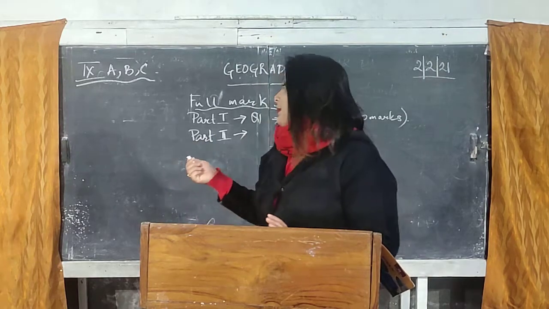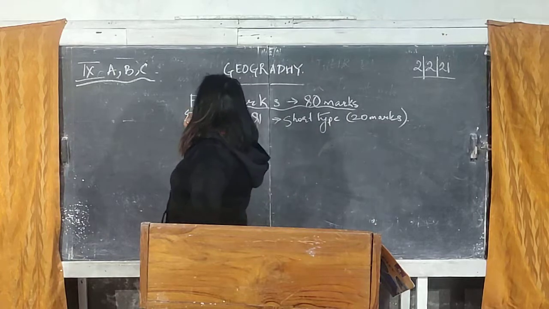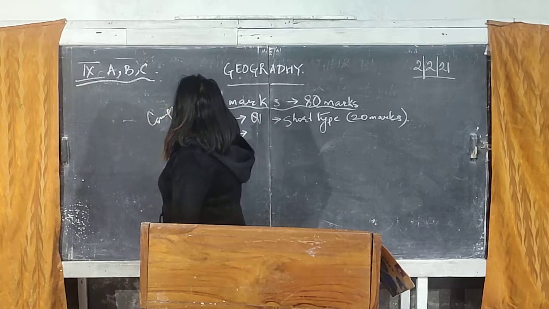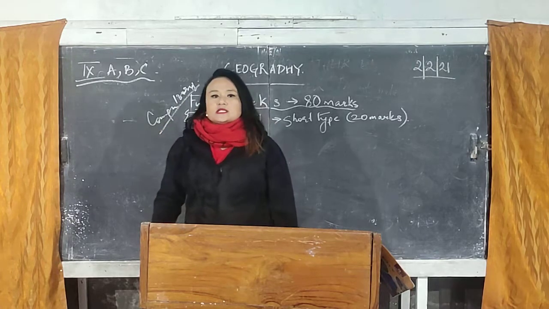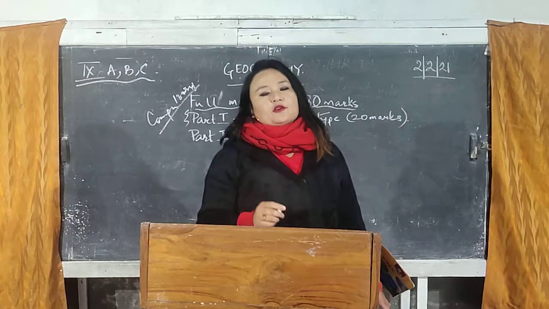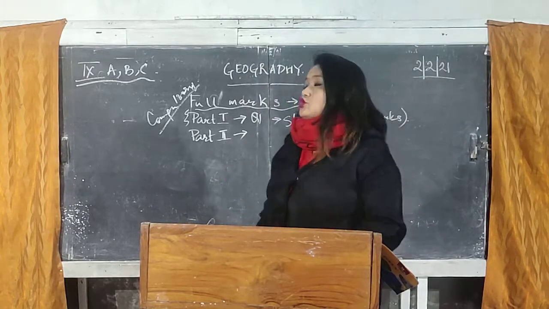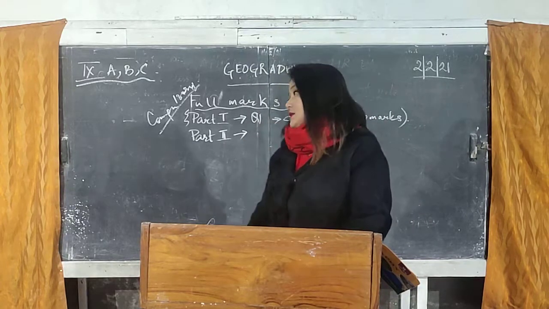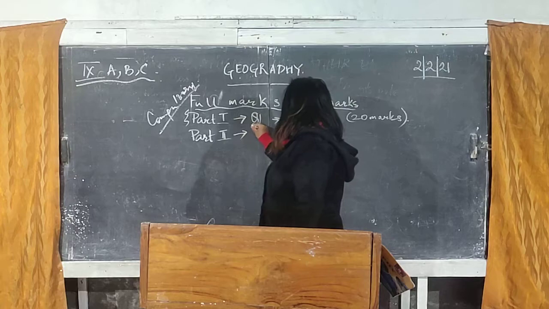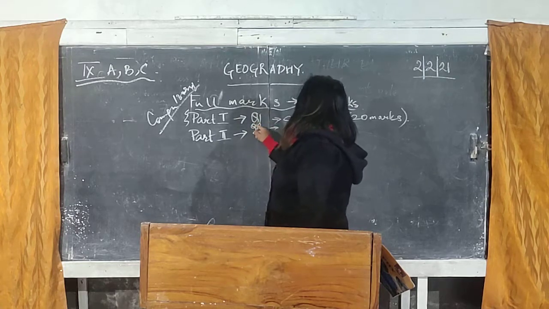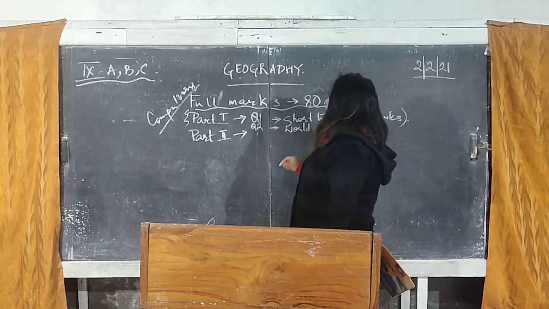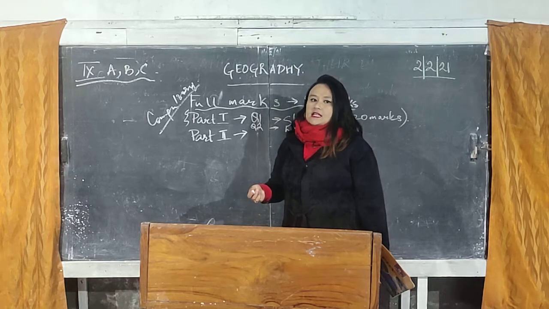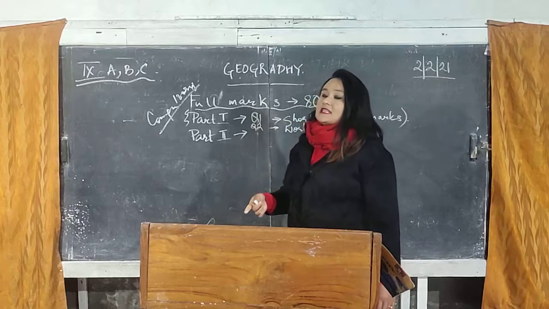So part 1 is a compulsory part that you ought to attempt under your class 9 syllabus for geography. Question number 1 is a short type question carrying 20 marks. Then you have another question under part 1, question number 2, that is your world map. In class 9, you will not deal with India's map. India's map is for your ICSE syllabus.